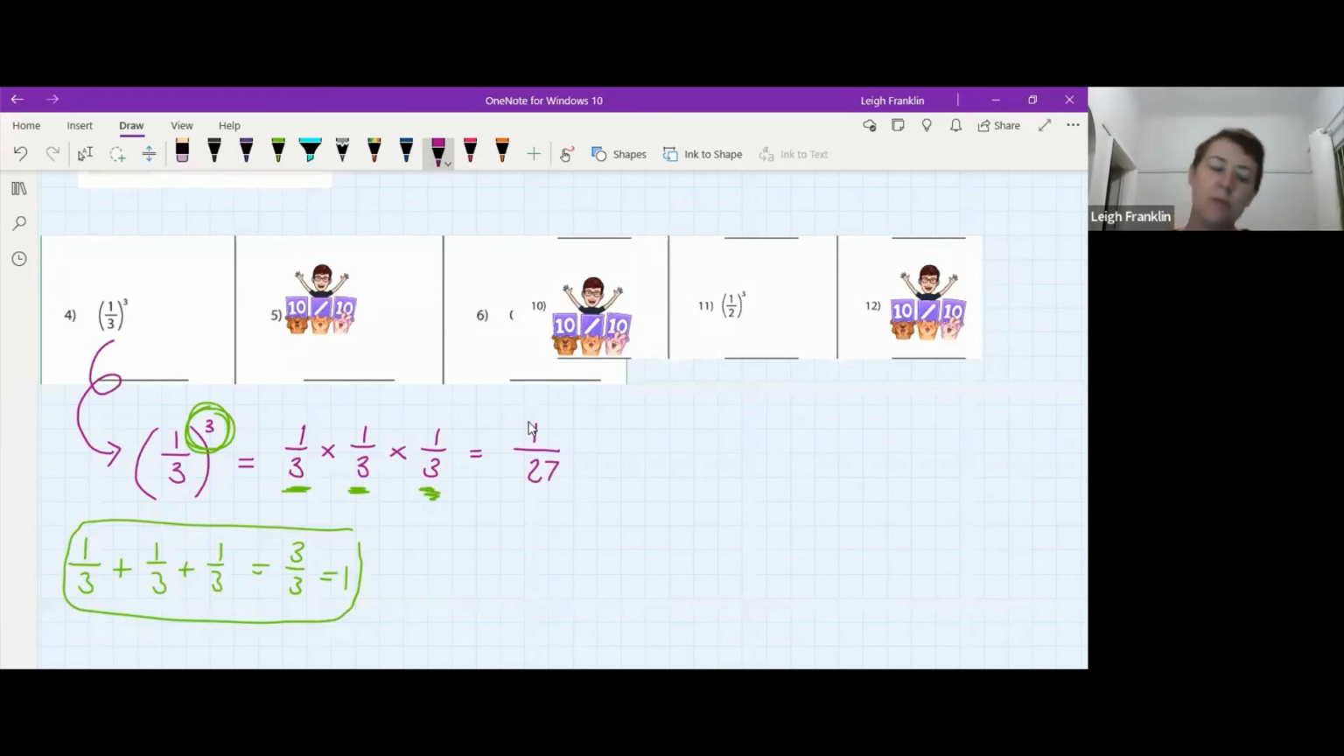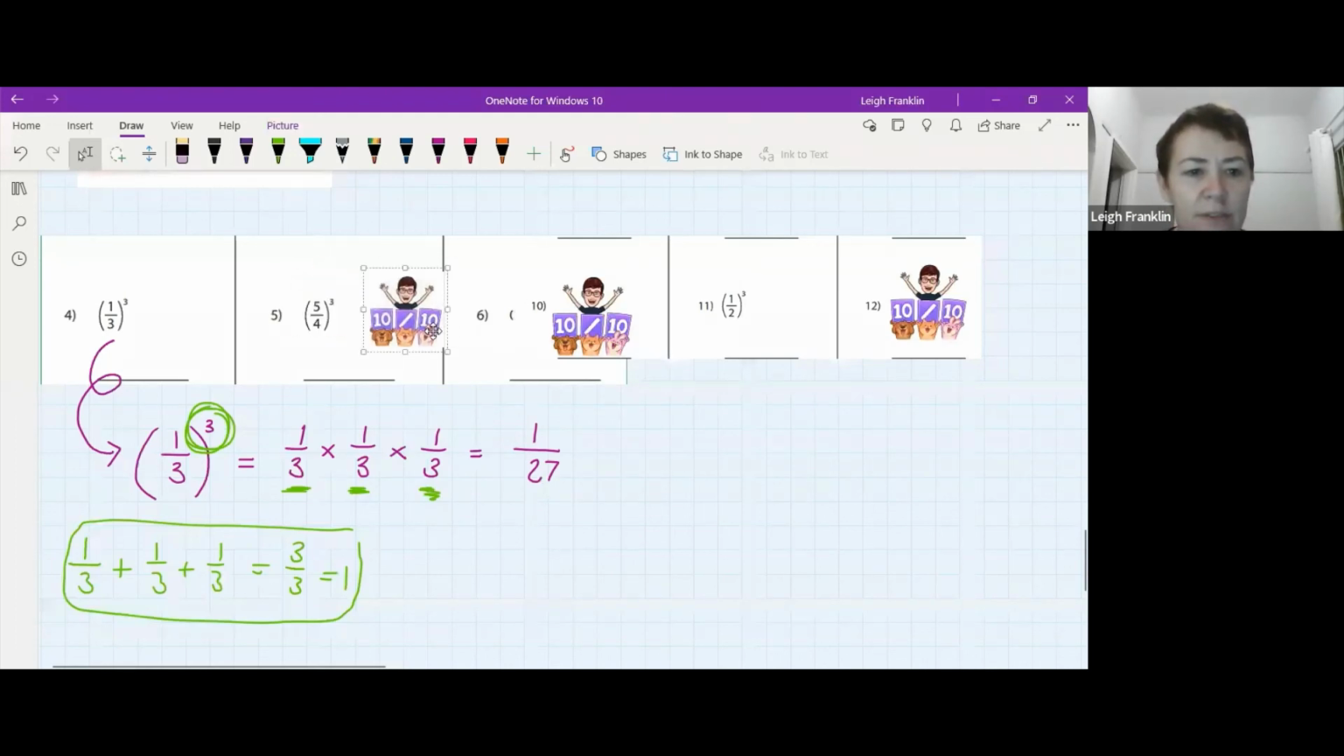Okay, so can we see when we multiply a fraction with another fraction, our answers start to get much, much smaller. Now I'm going to ask you to do one. This is a difficult one that I'm getting you guys to do. So number 5 is yours. You guys are going to do number 5.